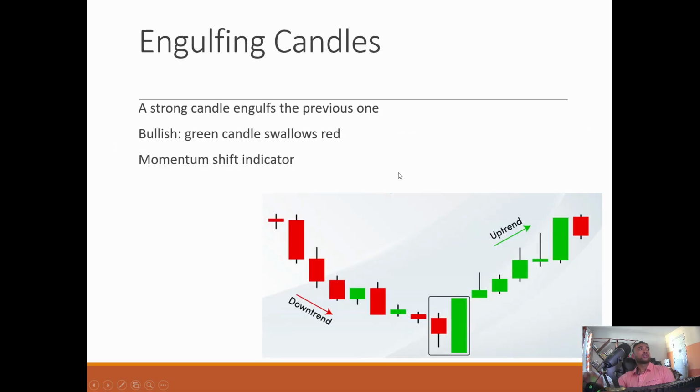All right, so another very important one is the engulfing candle. So what is engulfing? Engulfing means something got engulfed, right? And that's where the name came from. So this candle right here, the green candle, is an engulfing candle. Why? Because it engulfed the previous candle.